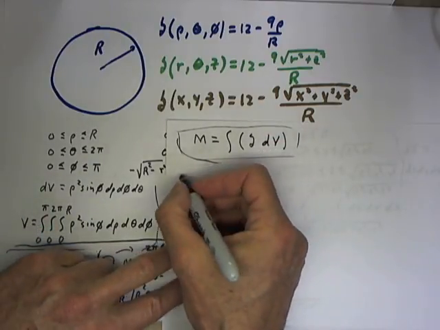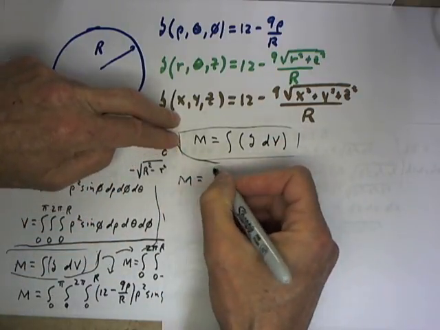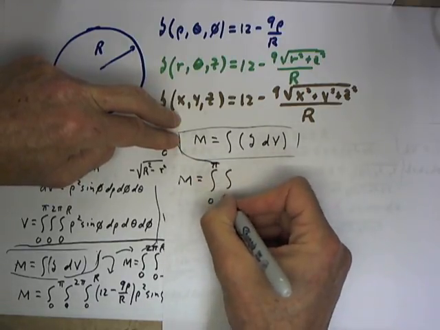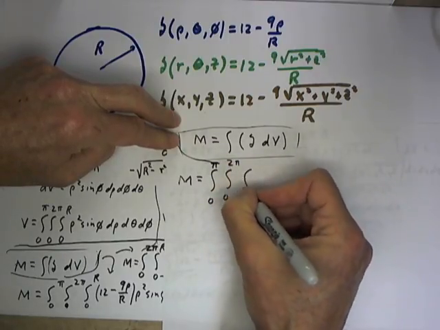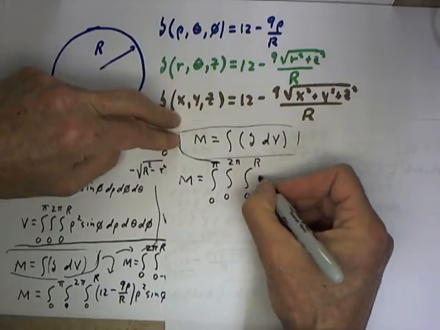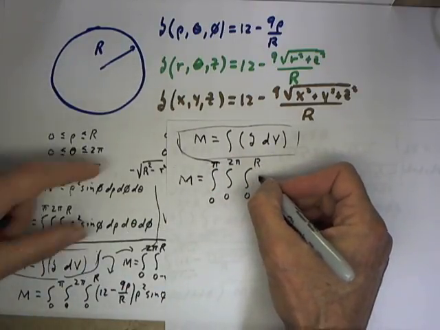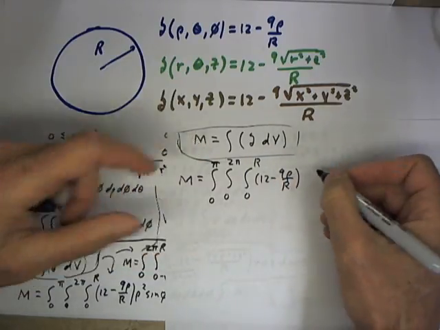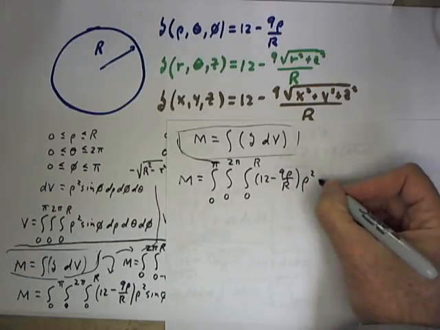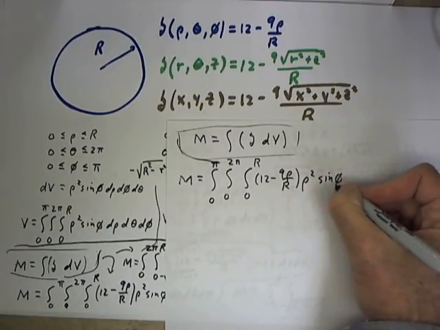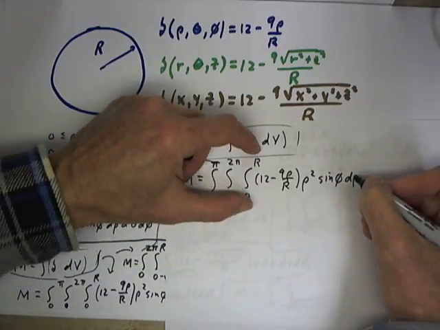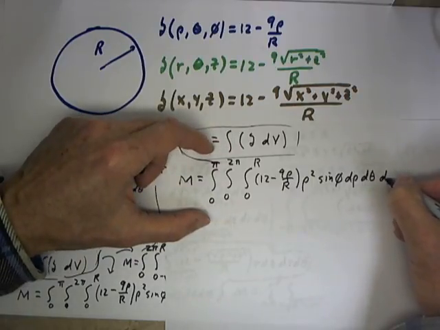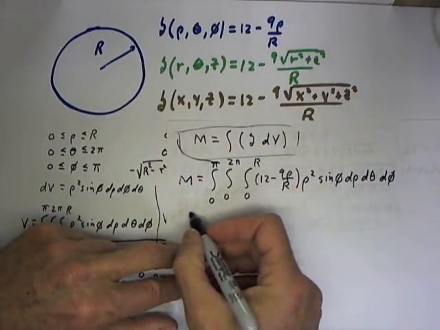the triple integral for the mass, which we've already seen and verified, is 0 to pi, 0 to 2 pi, 0 to R of our delta function, which is 12 minus 9 rho over big R. And then that's rho squared sine phi d rho, rho going from 0 to R, d theta, theta going from 0 to 2 pi, d phi, phi going from 0 to pi.